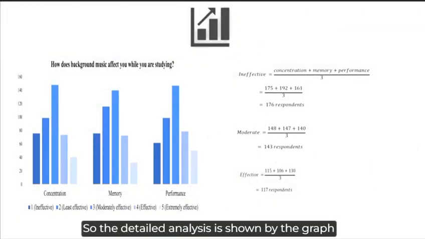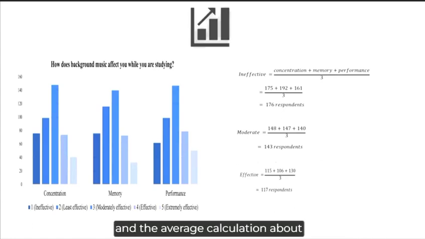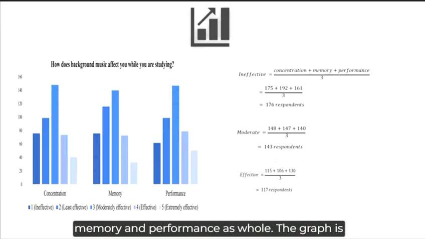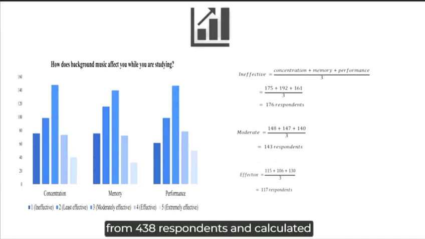So the detailed analysis is shown by the graph and the average calculation about how music helps in concentration, memory, and performance as a whole. The graph is drawn directly from the data that we collected from 438 respondents and calculated the average from it. Averages are calculated on three bases. Number one, ineffective, or music does not help. Number two, moderate, or music helps at a certain level.